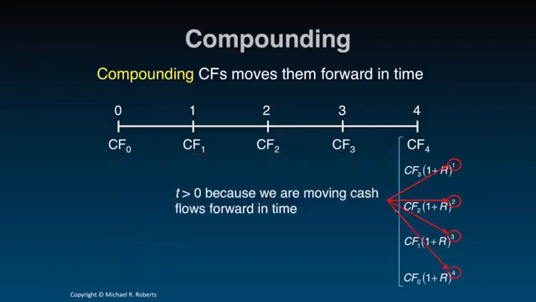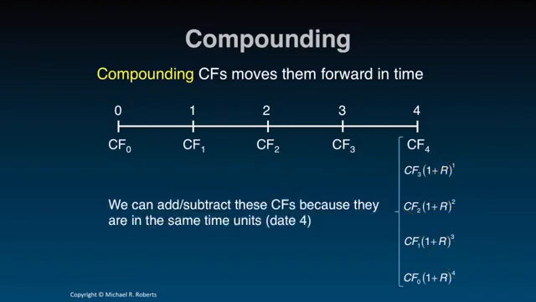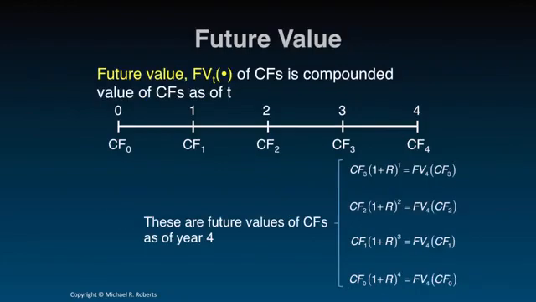More generally, all of the exponents are positive, again, because we're moving all of the cash flows forward in time. Now, I can add all of these cash flows because they're all in the same time units, namely date 4 time units. Now, these cash flows, once they've been moved forward, are referred to as future values. Again, this is just notation like with present values. This is the future value as of period 4 of cash flow 3, the future value as of period 4 of cash flow 2, and likewise for cash flows 1 and 0.